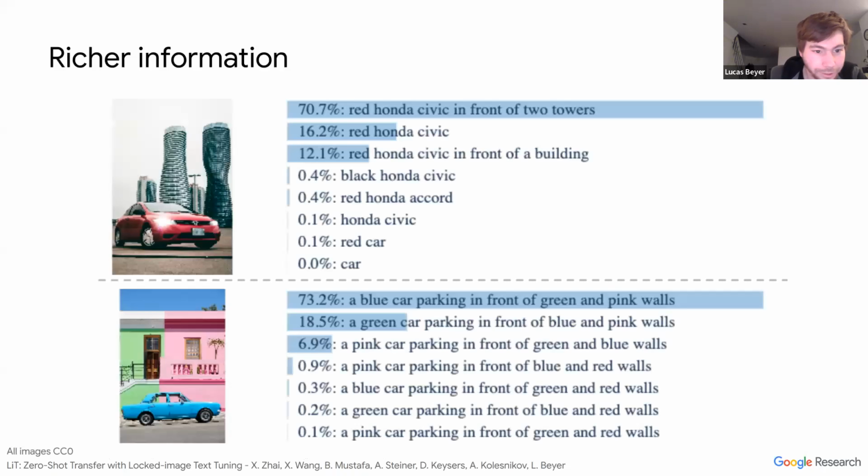I do want to show very quickly a couple of example images, if I still may, because there are a few non-trivial cool things that happen. It really starts to understand the text and the image. Here we have an example where it says a blue car parking in front of green and pink walls is given much higher probability than a green car parking in front of blue and pink walls and other combinations thereof. So it's not just a bag of words being matched to the image.